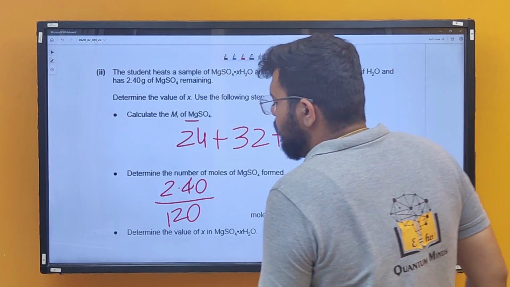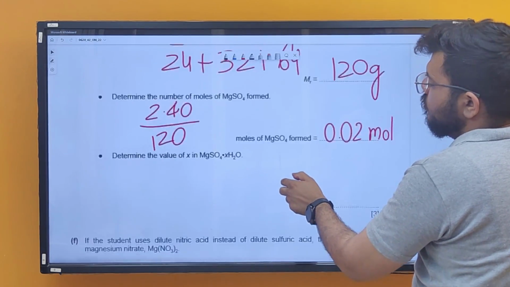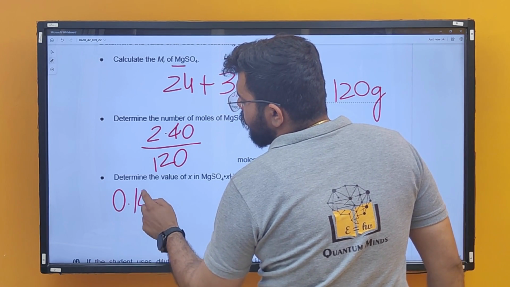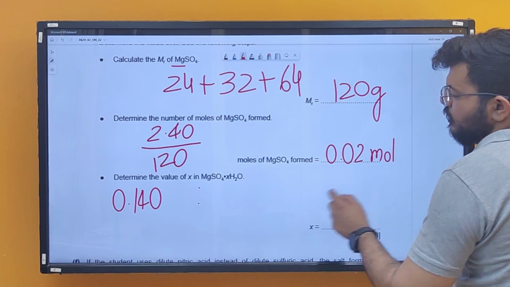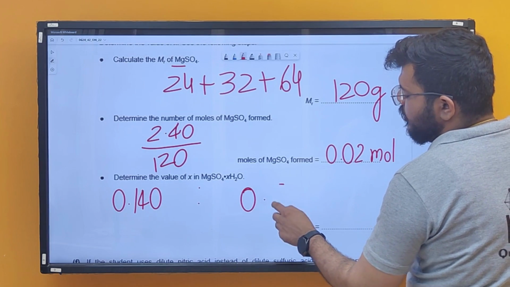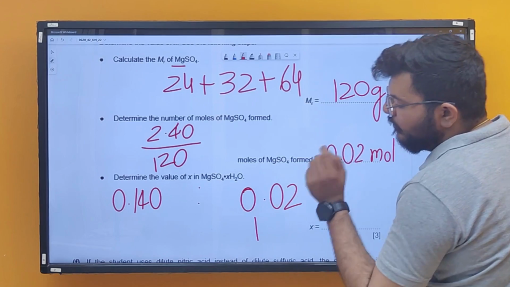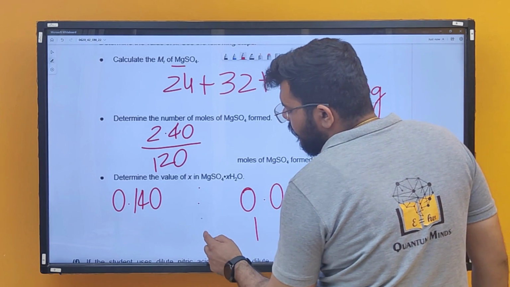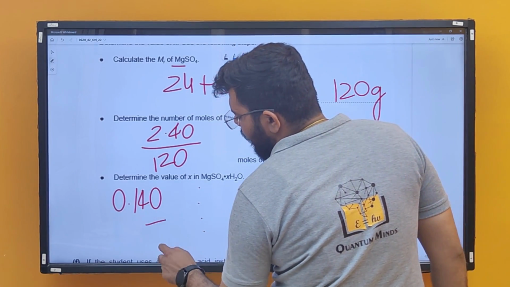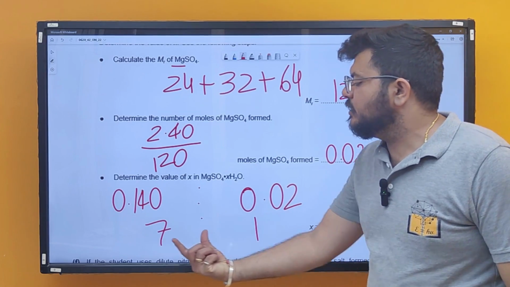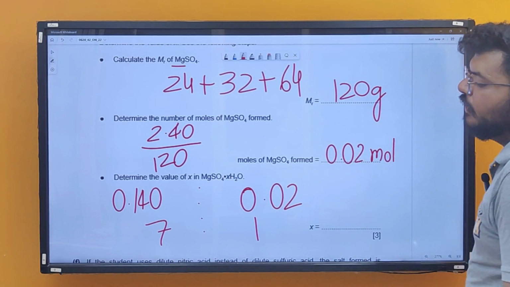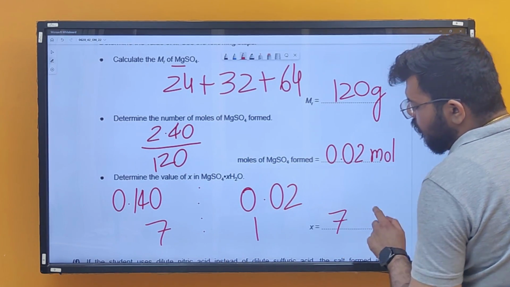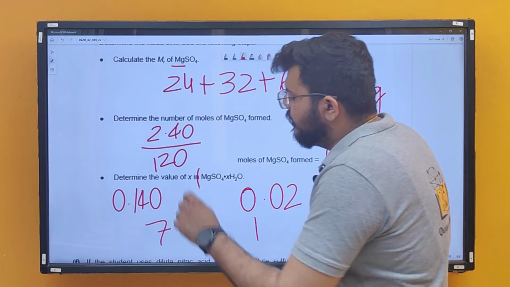Then determine the value of X in MgSO4. So if you observe, they said water was 0.140 mole, to the ratio of magnesium sulfate, 0.02 mole. So can I say for every 1 mole of magnesium sulfate, multiply it by 100 and divide by 2, I find that for every mole of magnesium sulfate, 7 moles of water will be there. Divide both of them by 0.02, you will reach the same answer. So the value of X has to be 7, because here it is 1, right?